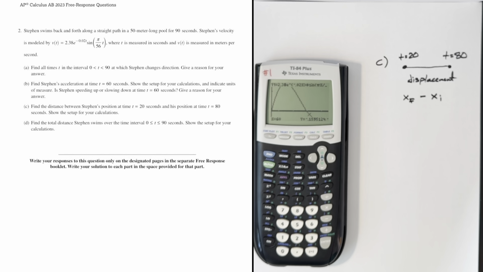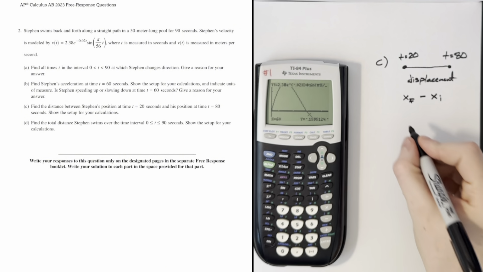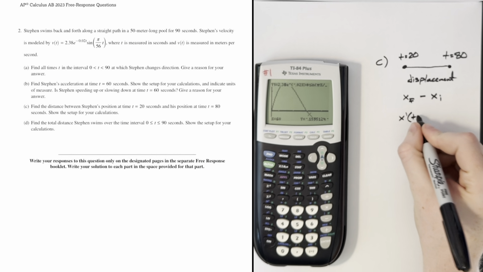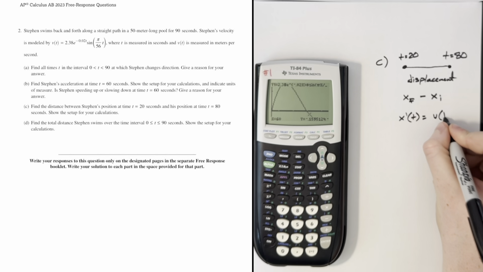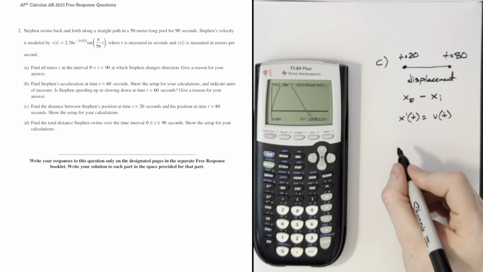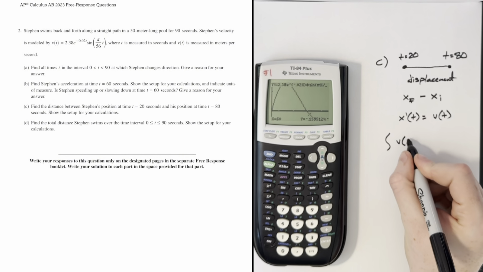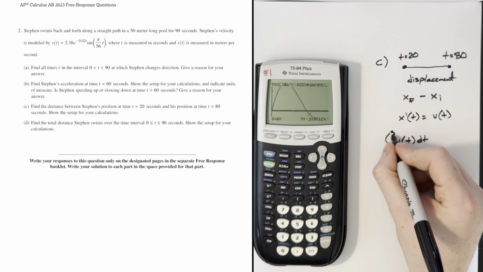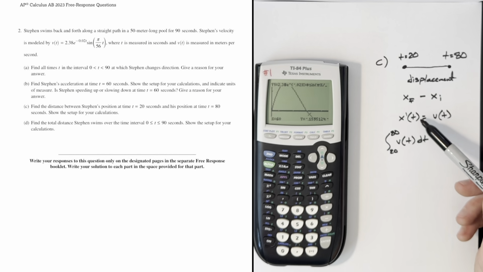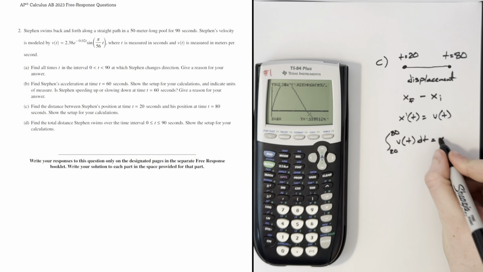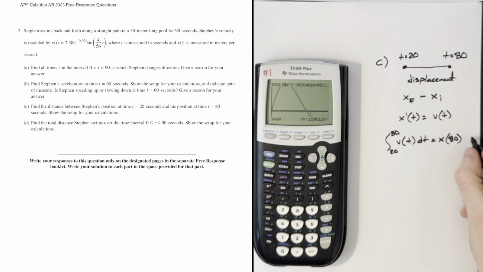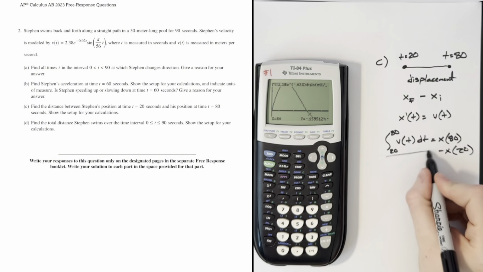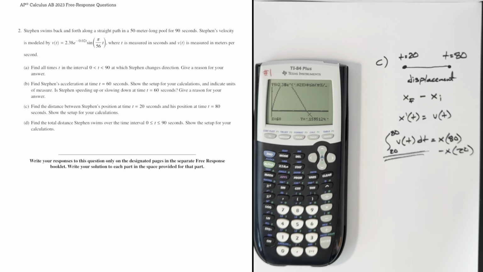So let's think about it. We have a velocity function, right? And we know that the derivative of position is velocity. So if I were to integrate velocity from 20 to 80, this would give me, using the first fundamental theorem of calculus, my position at 80, sorry, I ran out of room, minus my position at 20, which is what we're looking for. That's the displacement. So all I need to solve for is this definite integral.